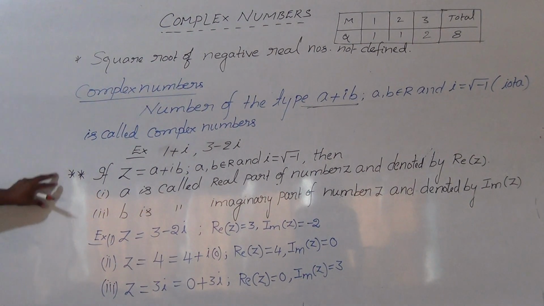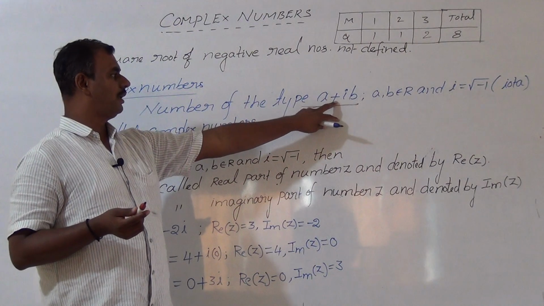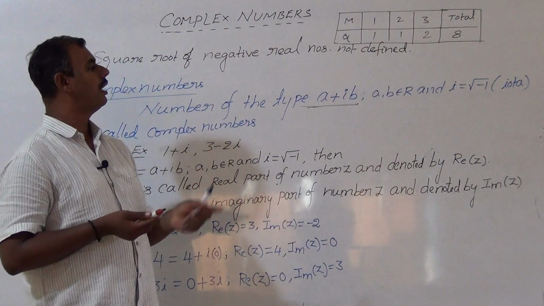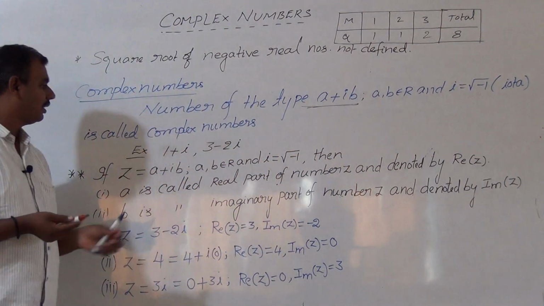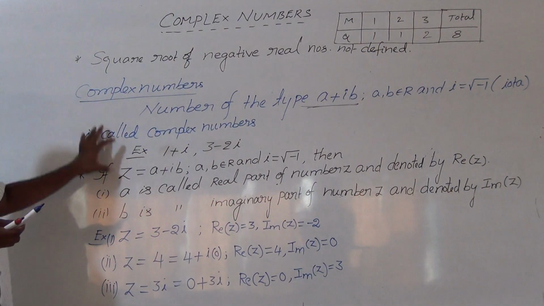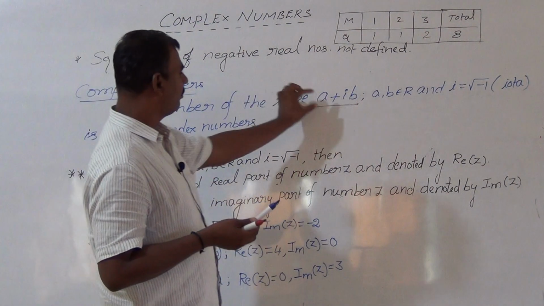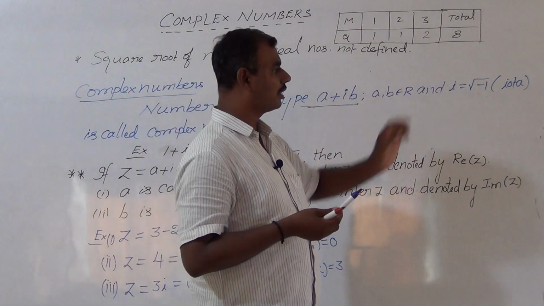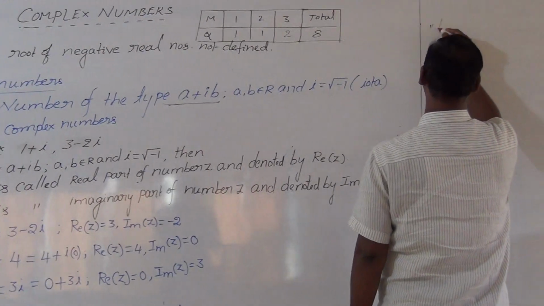This is about the complex number form. Remember all of you, everybody: a plus iota b, where a and b should be real numbers and iota is equal to square root of minus 1. This is the definition, along with some examples. Then we go to the next topic, the properties of iota. What are the properties of iota? So we will see the properties of iota today.